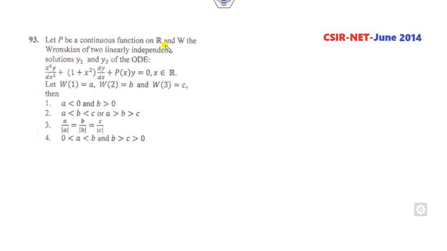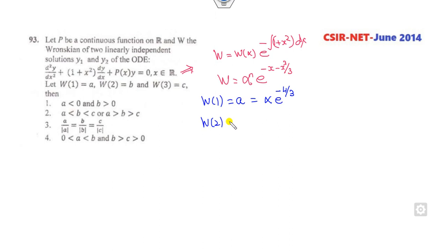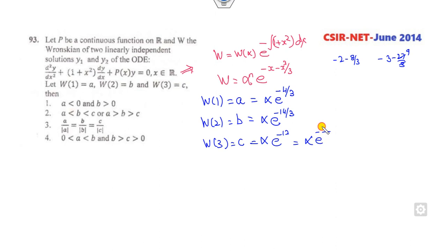Okay, look at this next one. So they are the Wronskians. So y of 1 is given to you. Firstly, you can find the Wronskian from here. That is the Wronskian at some point, say alpha, e raised to power minus the integral of (1 plus x square) over 1 dx. So the Wronskian at some point alpha is alpha e raised to power minus x cube by 3. Now look at that. W of 1 is A, so that means alpha e raised to power minus 4 by 3. W of 2 is B, so alpha e raised to power, when x is 2, minus 2 minus 8 by 3, so 8 plus 6 is minus 14 by 3. W of 3 is C, alpha e raised to power, for 3, minus 3 minus 27 over 3, so 9 plus 3 is minus 12, or I can write this number as minus 36 by 3.